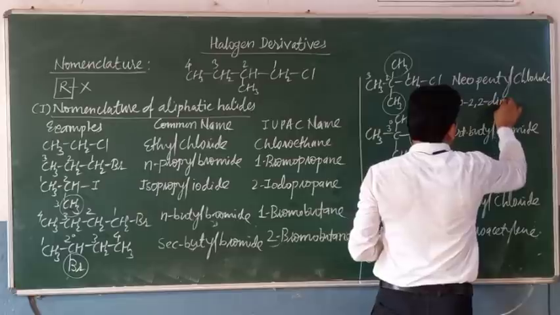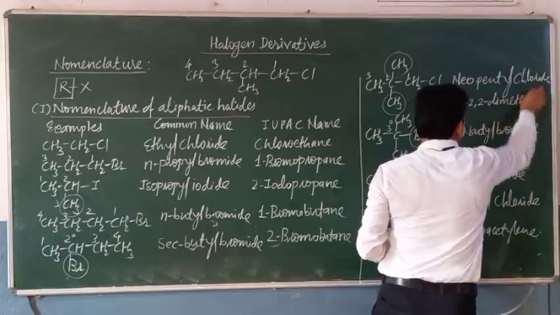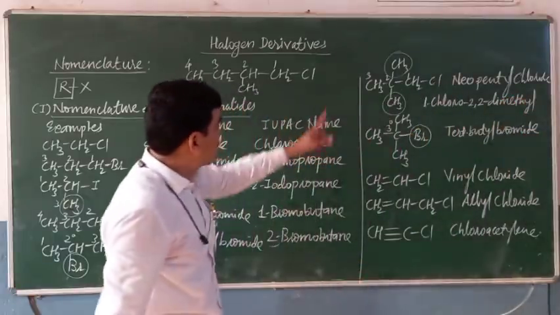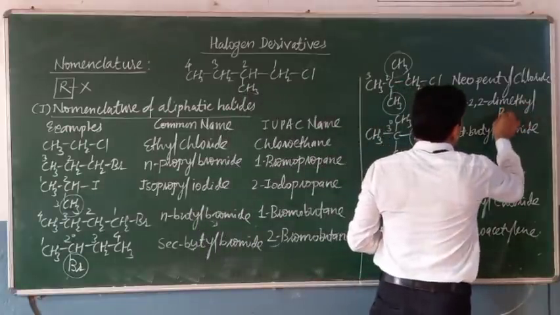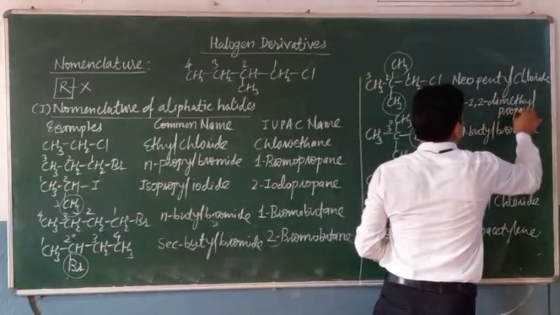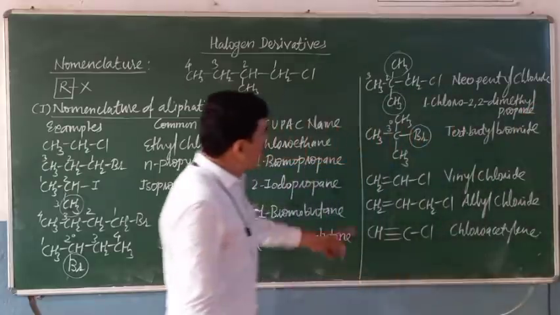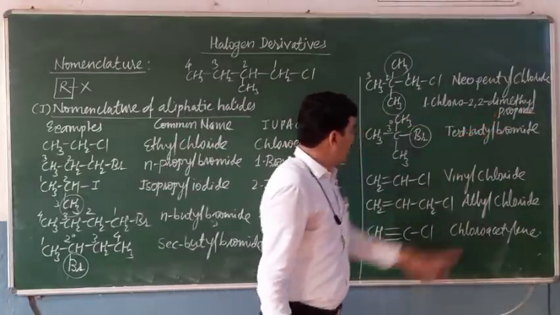Name of the branches is methyl, therefore write dimethyl. And lastly the name of the parent alkane, that is propane. So here the IUPAC name becomes 1-chloro-2,2-dimethyl propane.